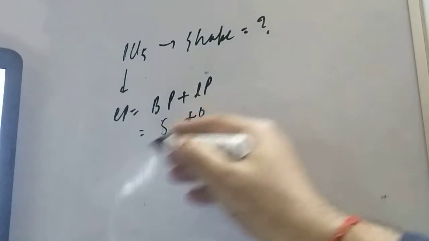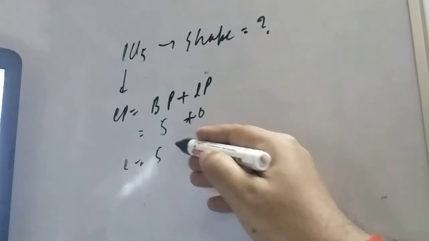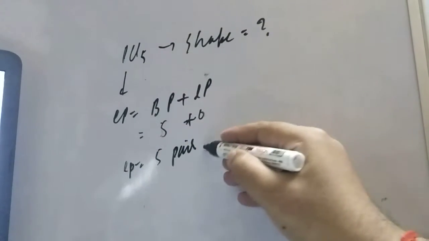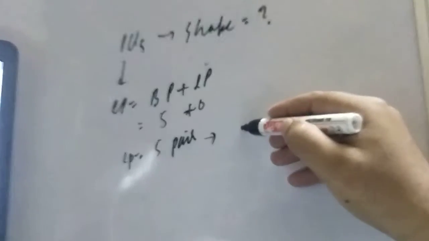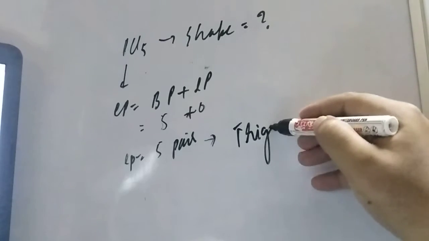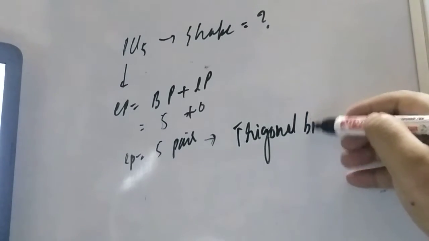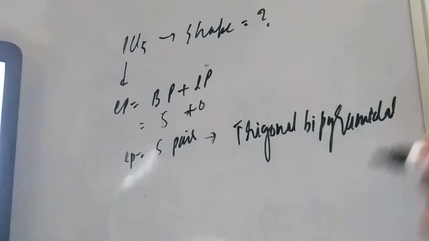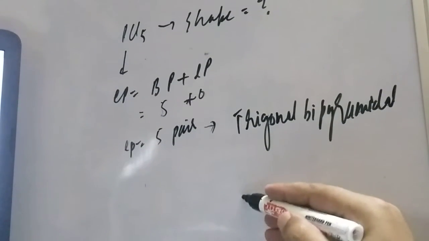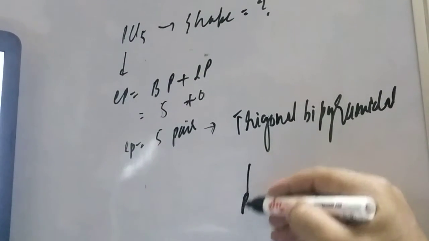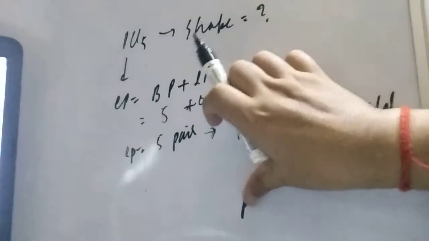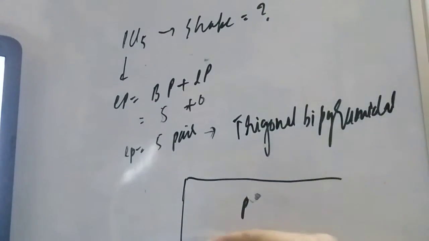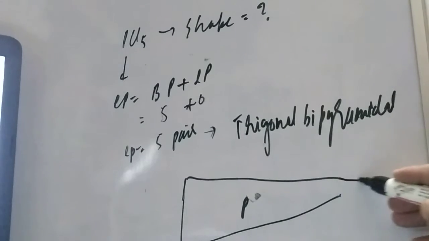So how many electron pairs, student? 5 pairs. And if you talk about 5 electron pairs, the distribution of the electron pairs will be trigonal bipyramidal. How trigonal bipyramidal? Suppose P is here in the center. Firstly you draw the trigonal, student. How can you draw the trigonal? You can check it out like this. So phosphorus is like this, student.